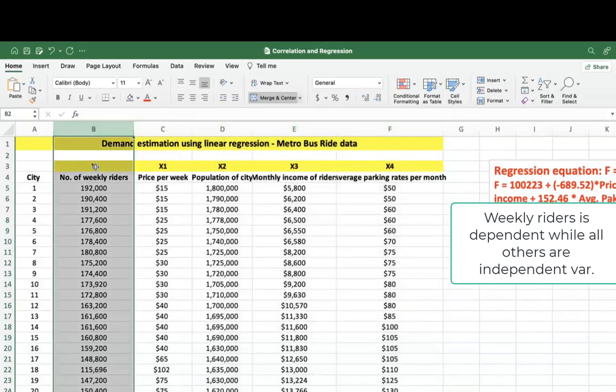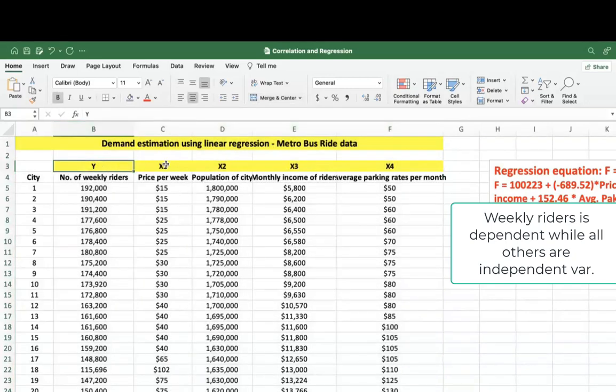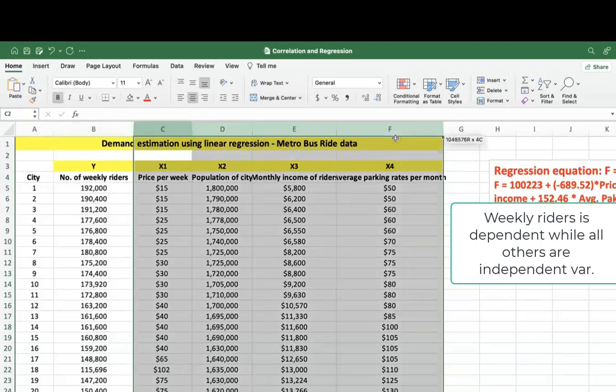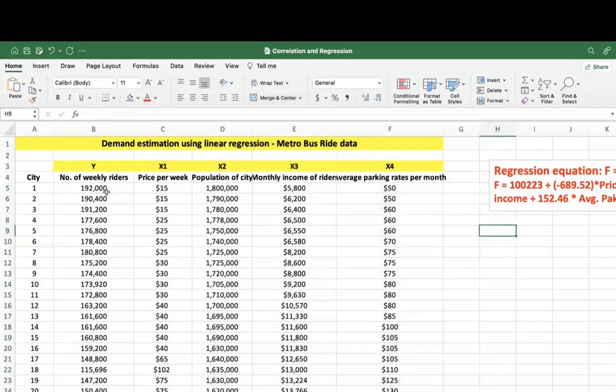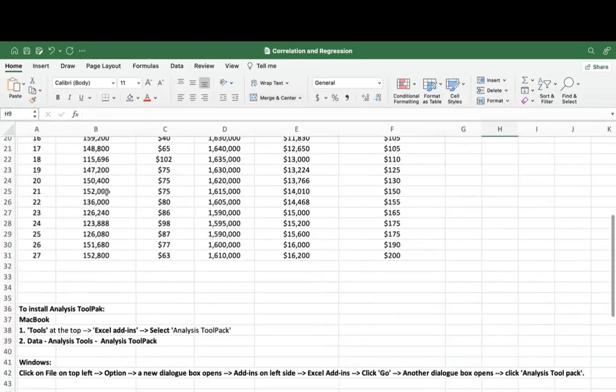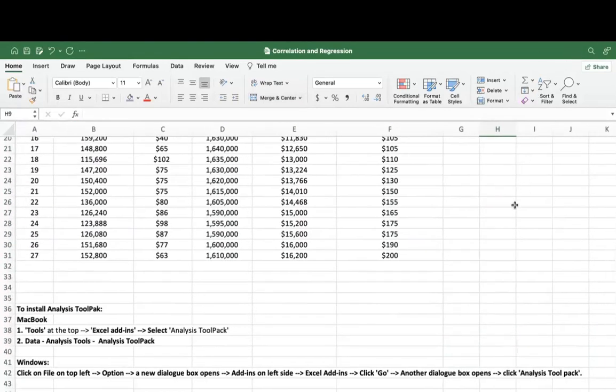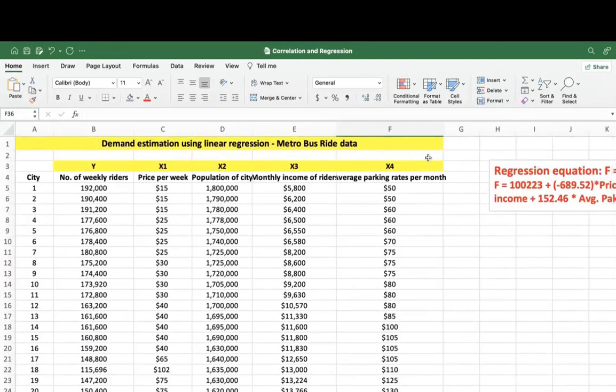So the dependent variable is represented by y, and the independent variables are represented as x1, x2, x3, and x4. We want to make a scientific decision based on data, and we also want to make an equation. Again, for this purpose, I'll be using the same Data Analysis Excel add-in. Let's go for a regression analysis.